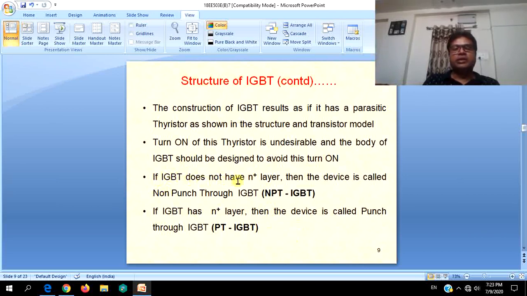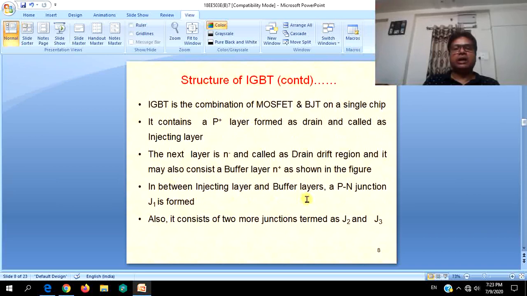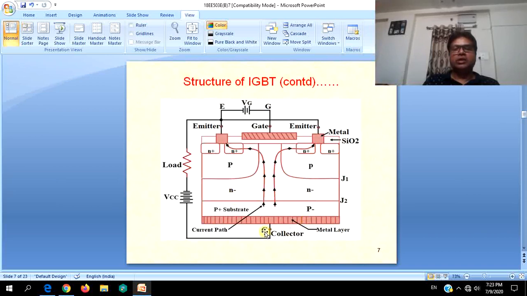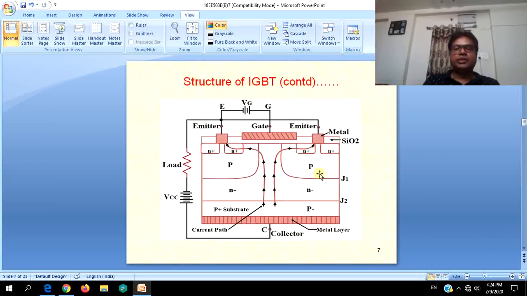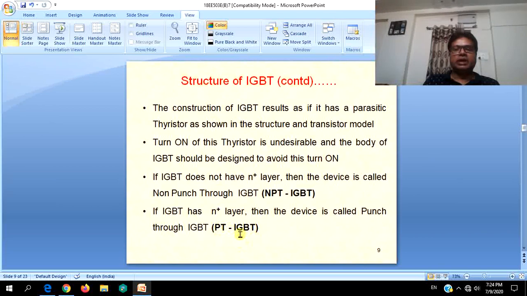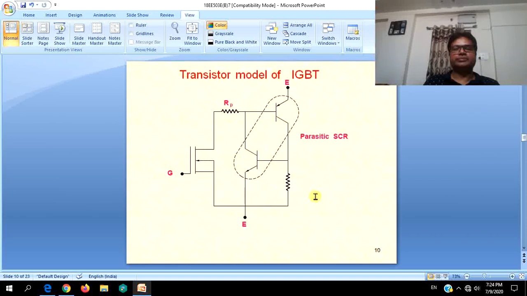And if IGBT does not have N plus layer, then the device is called non-punch through IGBT. So this is your non-punch through IGBT, NPT IGBT. Where it has N plus layer, it is called punch through IGBT or PT IGBT. If N plus layer is there, it is punch through. If N plus layer is not there, it is non-punch through IGBT.